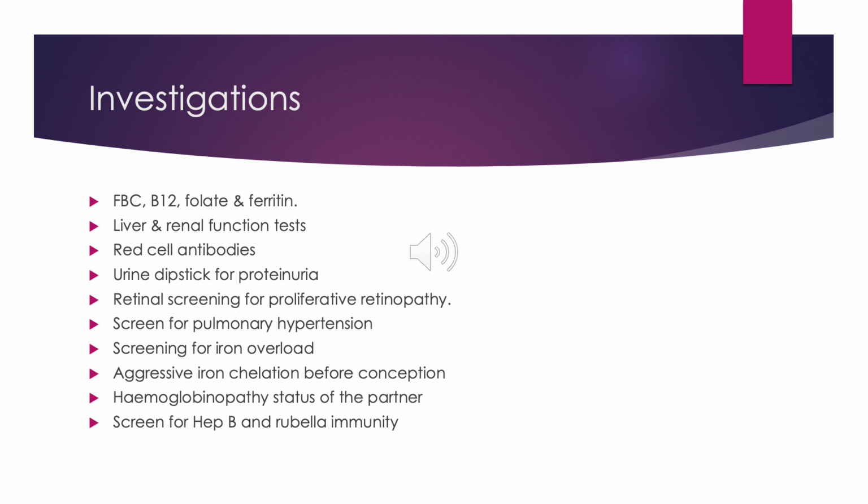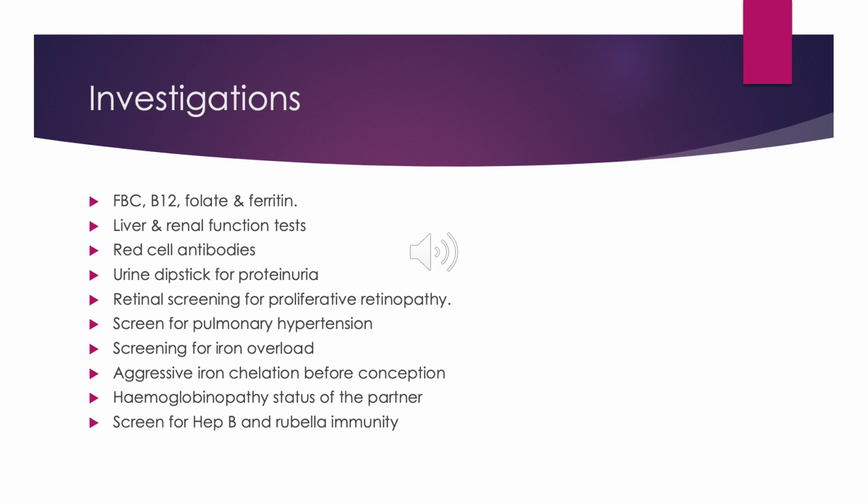Investigations required for women with sickle cell disease: full blood count, vitamin B12, folate, and serum ferritin to predict iron overload, liver and kidney function tests, red cell antibodies, urine dipstick for proteinuria, retinal screening for proliferative retinopathy, screening for pulmonary hypertension, and screening for iron overload.